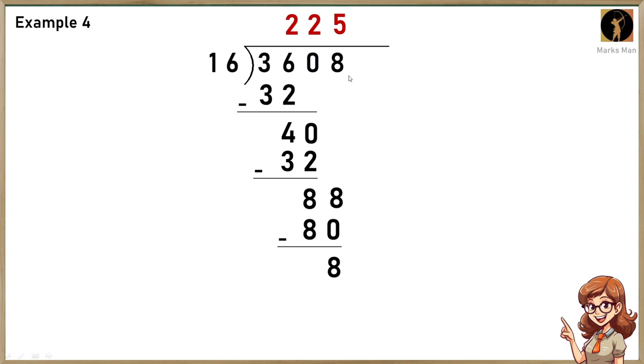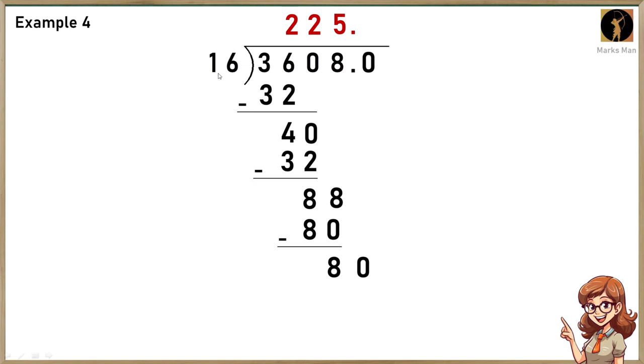Now, you don't have another number from the dividend that you can bring down. So you need to add 0 to your dividend. But first, you need to put a decimal point. And then you also need to put a decimal point directly above it. Now, you can now add 0 to your dividend. Next, bring down this 0.